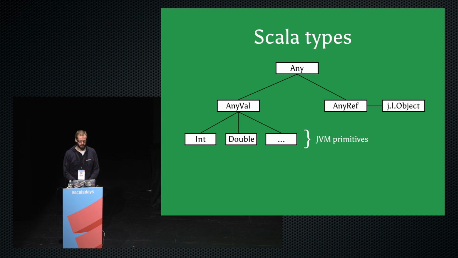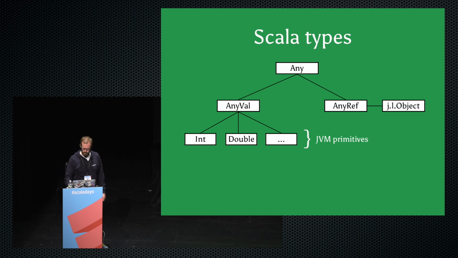So this is the root of the Scala type hierarchy. We have Any at the top, and extending that, we have AnyVal and AnyRef. So AnyVal represents the primitives, the value types. So we have Int and Double and so on. And they are encoded on the JVM as primitive types. And then on the other side, we have AnyRef, which is pretty much equivalent to java.lang.Object. So this is the reference types. So we have the same kind of thing that we had in Java.